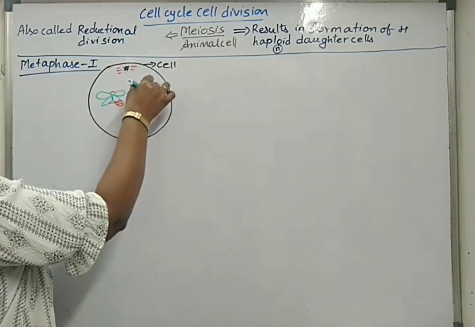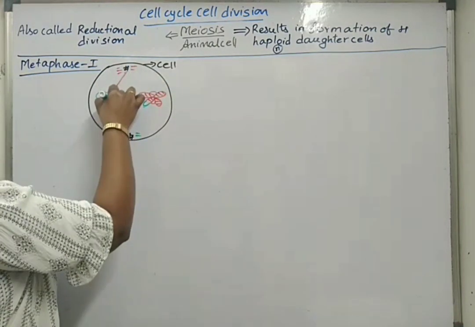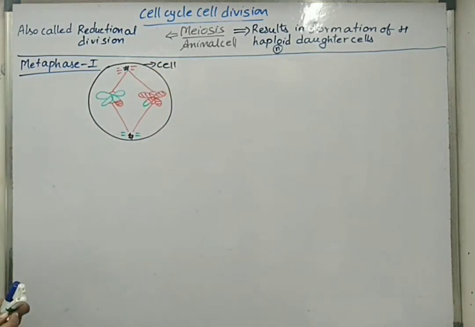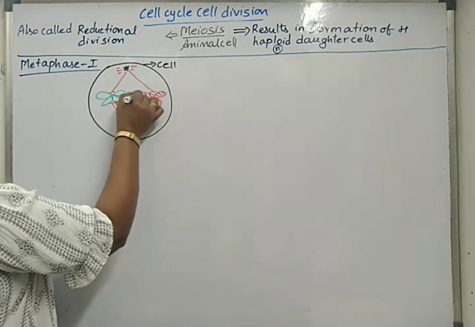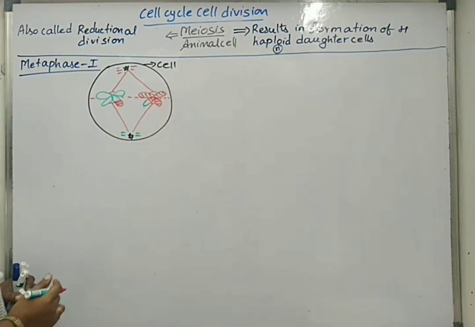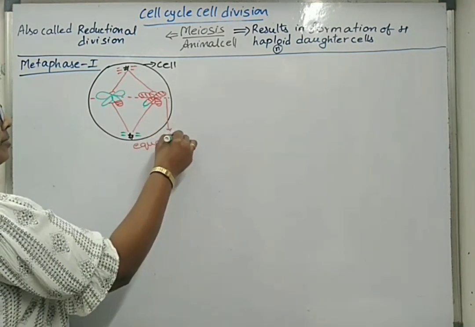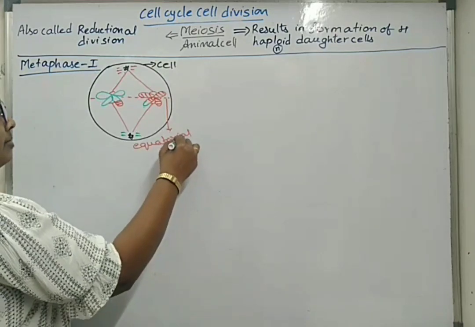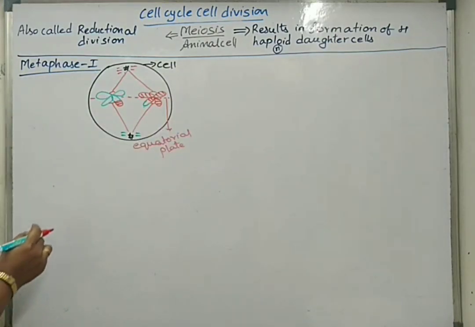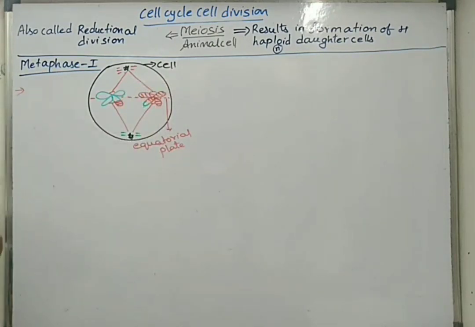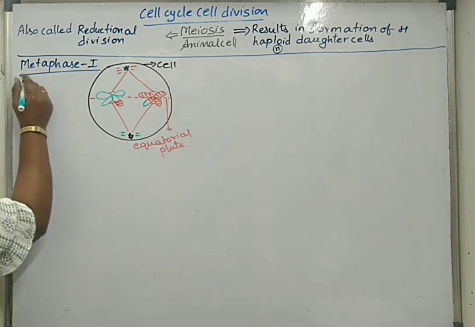On the kinetochores, the spindle fibers will be attached to either poles by attaching spindle fibers to the kinetochores of chromosome. So this line where chromosomes are aligned is called equatorial plate. So this will be the chromosomes aligned. Now we'll write some points regarding this. Both chromosomes are aligned on equatorial plate.